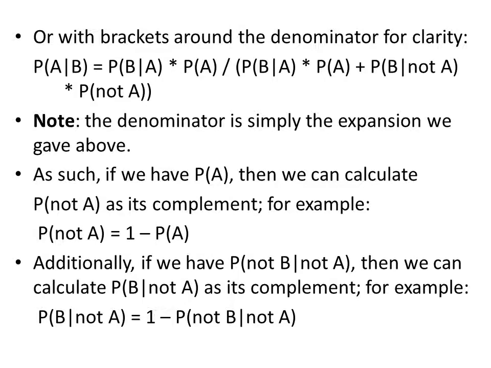Or with brackets around the denominator for clarity, probability of event A given event B equals probability of event B given event A multiplied with probability of A, divided by probability of event B given A multiplied with probability of event A plus probability of event B given not of A multiplied with probability of not of A. So the denominator is simply the expansion we gave above.